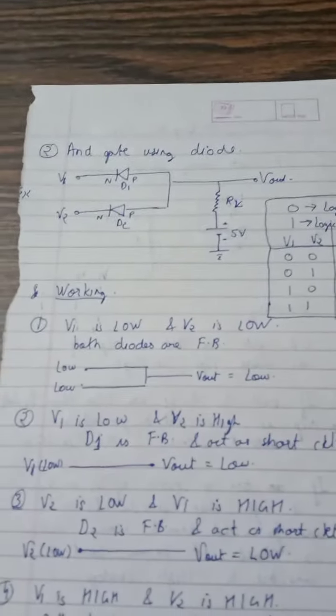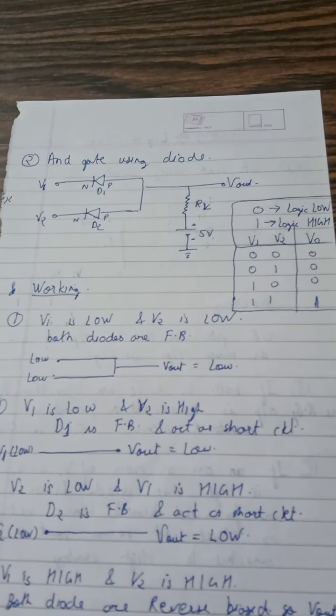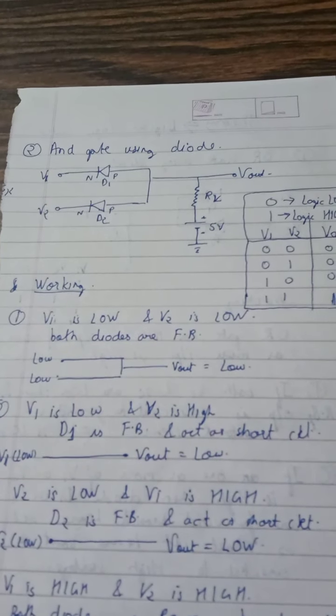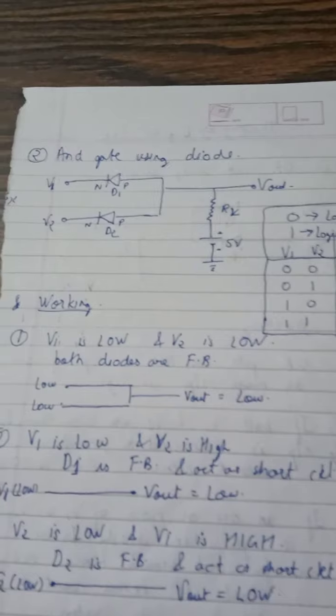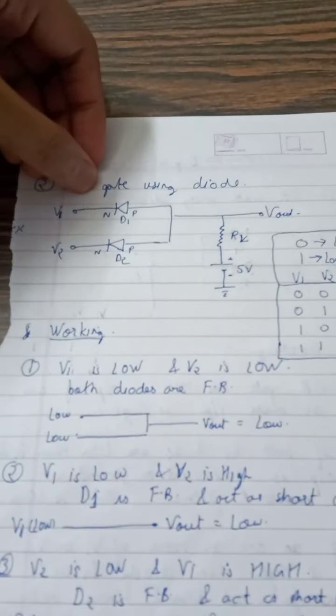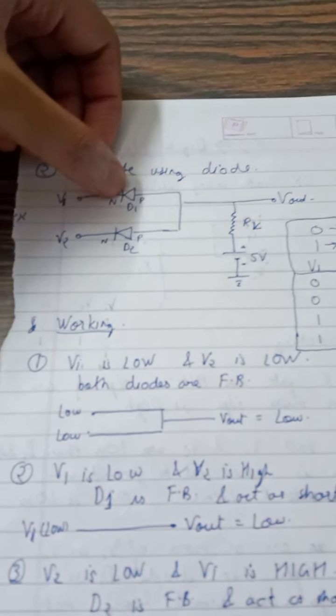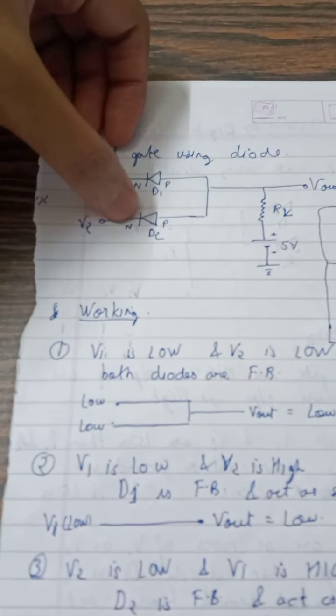In this video we will discuss AND gate using diode. In the previous video I have already discussed the working of logic OR gate using diode. So the construction of this circuit is like this. The V1 voltage is applied to diode D1 and V2 voltage is applied to diode D2.